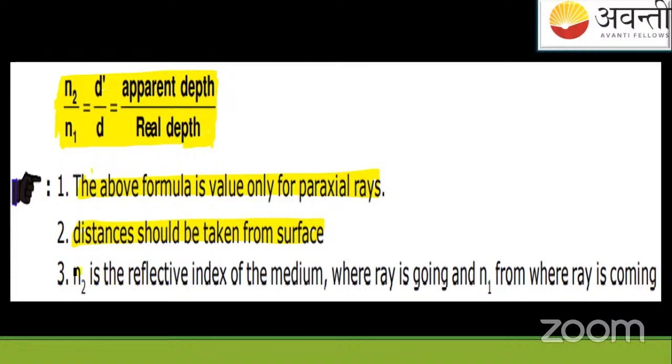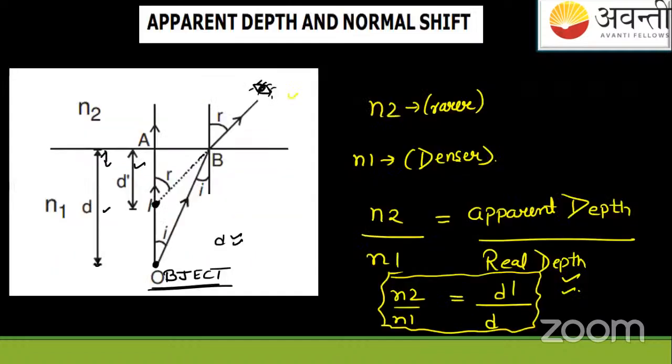N2 here is the refractive index of the medium where the ray is going, and N1 is that of the medium from where the ray is coming. Remember it always. N2 is of the medium where the ray is going, and N1 is of the medium from where the ray is coming. So you can see N1 is where the ray is coming from, and N2 is where it's going, to our eyes.